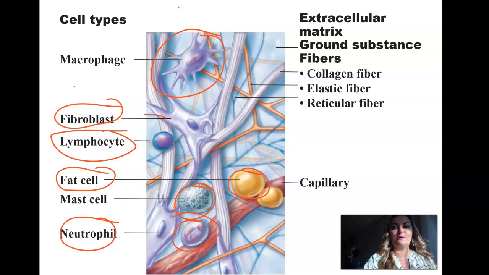And over here we have our ground matrix. So notice the collagen fibers are going to be a lot thicker. The elastin fibers are going to be somewhere in the middle, very stretchy. And then you have the reticular fibers, which are made of collagen, but they're going to be very thin.